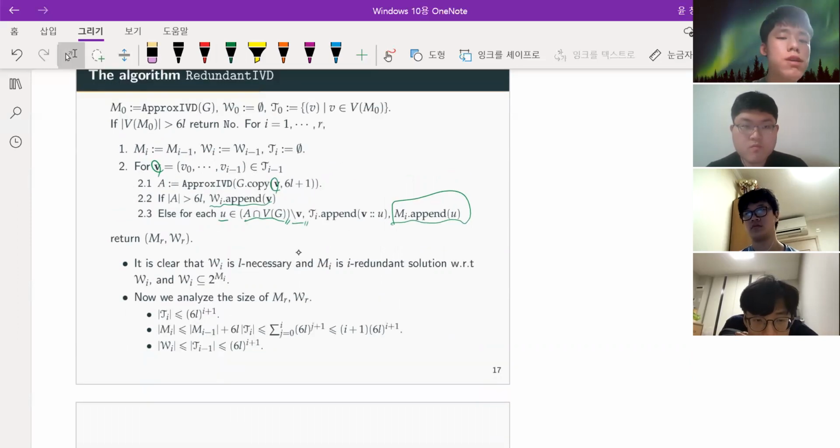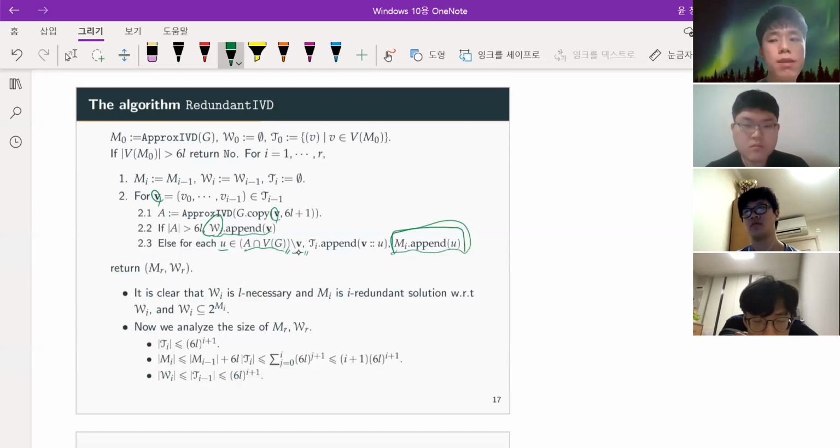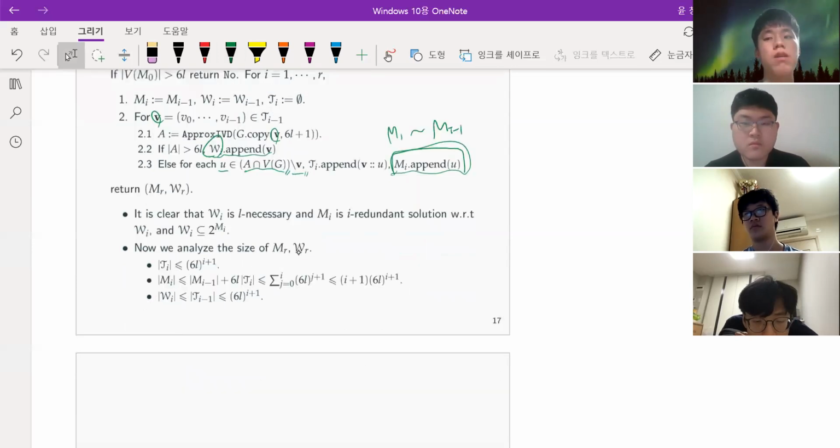Since each increment of I guarantees that every obstruction which is not covered by WI intersects with a newly added MI, and previous MI is M1 to M-L, also I-1 also plays the intersection with V. And the cardinality of MR and WR is easily bounded by recurrence relation.